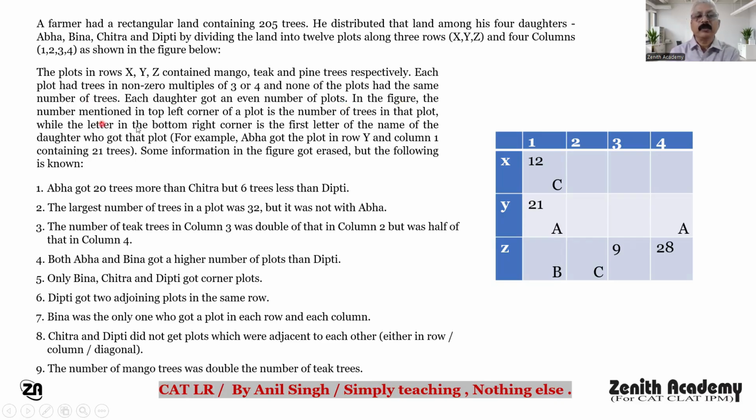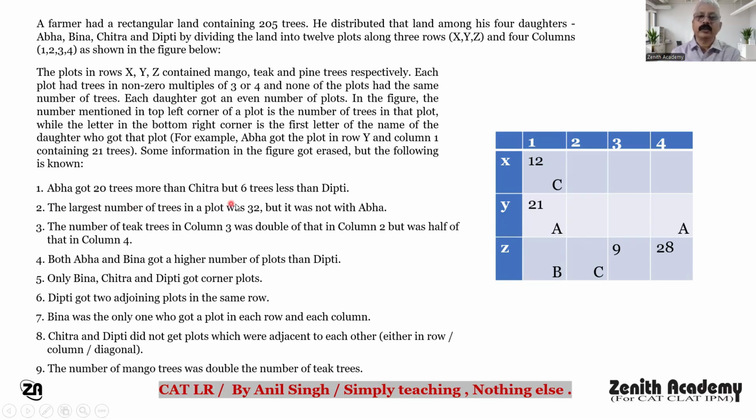In the figure, the number mentioned in the top left corner of a plot is the number of trees in that plot, while the letter in the bottom right corner is the first letter of the name of the daughter who got the plot. For example, Abha got the plot in row Y and column 1, containing 21 trees. Okay, this plot is of Abha containing 21 trees. Now see condition number 1.